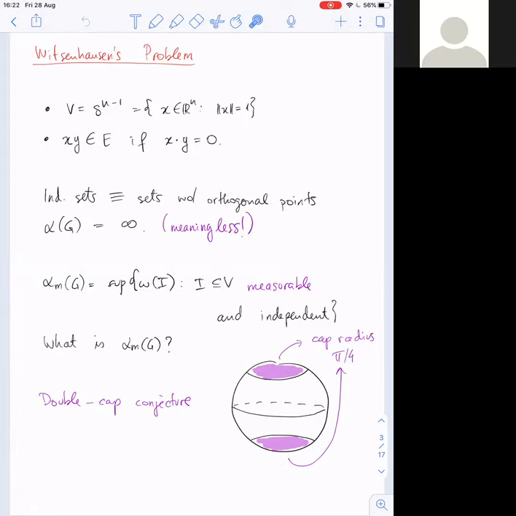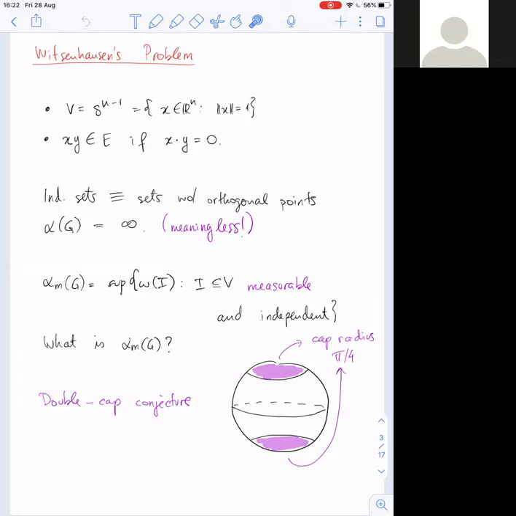And then you see there are no two orthogonal points in my independent set. Because inside each cap there are no two orthogonal points, and the distance between here and here is actually pi over 2. So there are also not two orthogonal points.